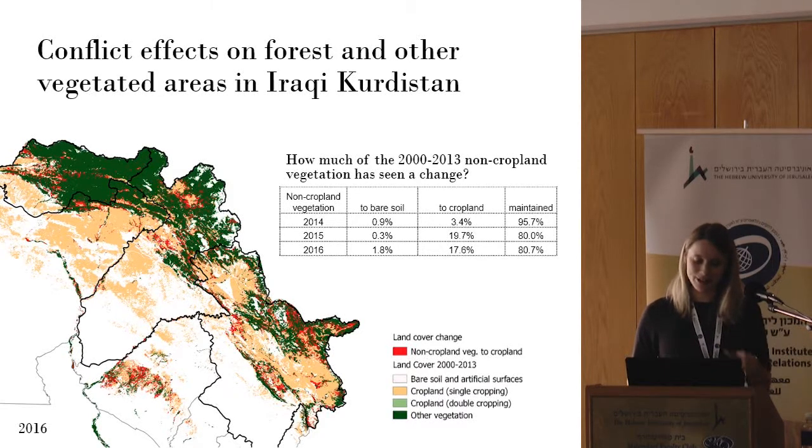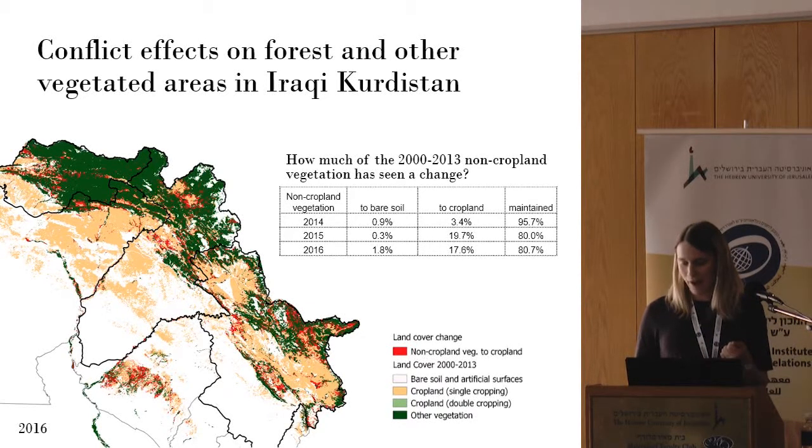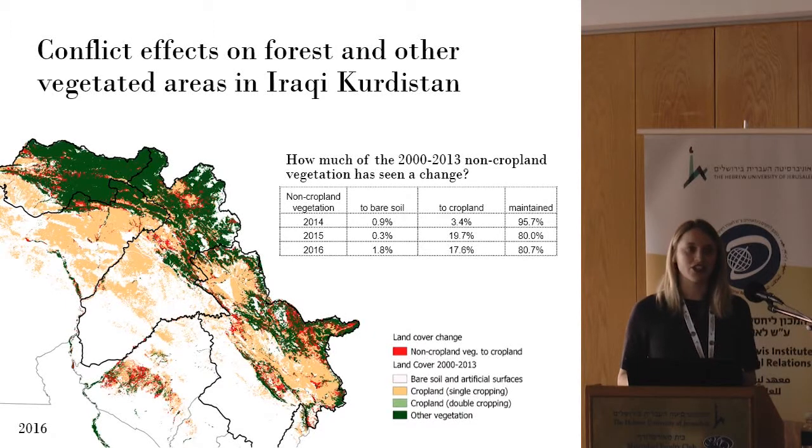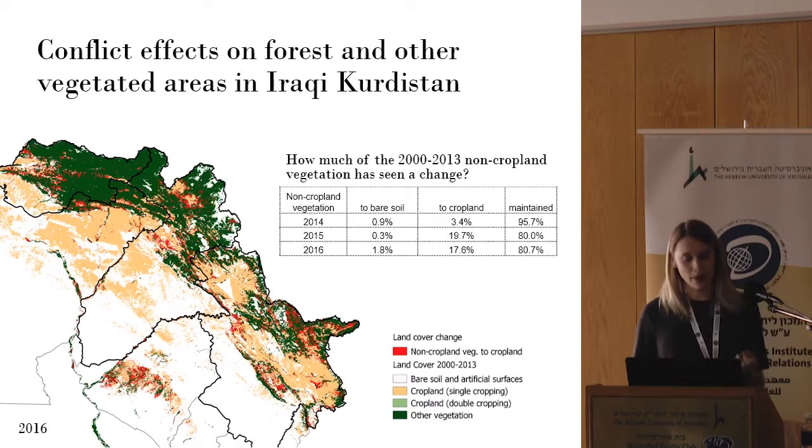And I do see that in 2014, most of these non-cropland vegetation areas are maintained, so there hasn't been a big change. And the changes that we see, we don't know if it's because of classification variations or if it's actually changed. But in 2015 and 16, you see a change of between 18 and 20%, which is quite a large change. So only 80% of the non-cropland vegetation is maintained. 20% is changed to cropland, according to my classification. And you see the red areas in this map is where those changes happened in 2016.